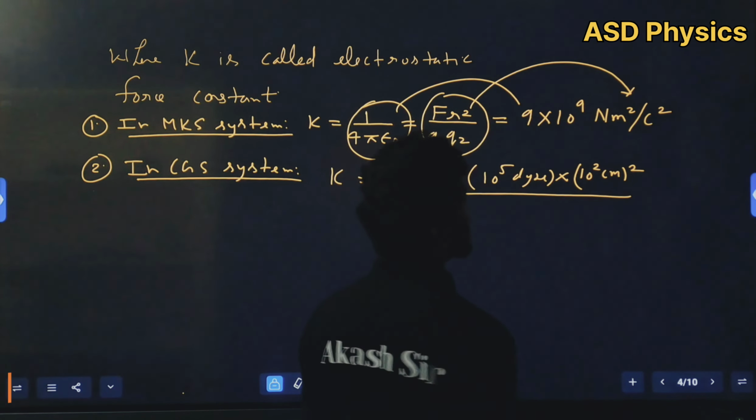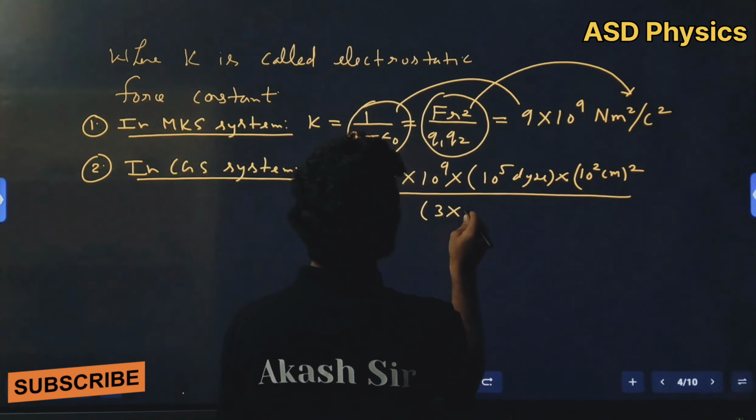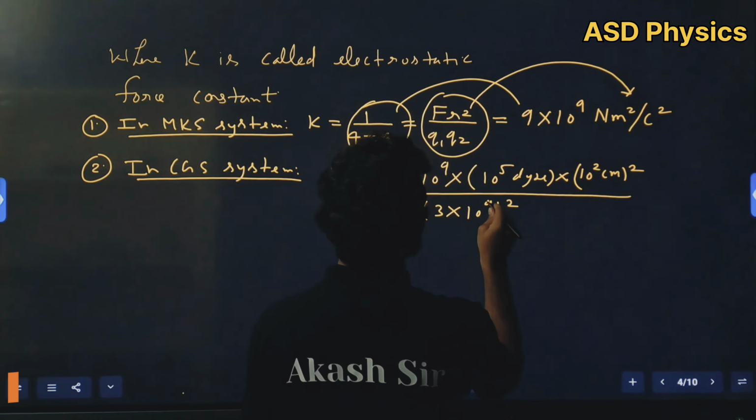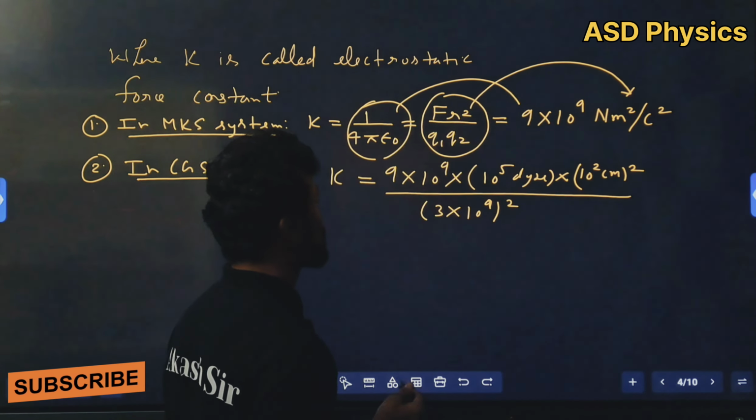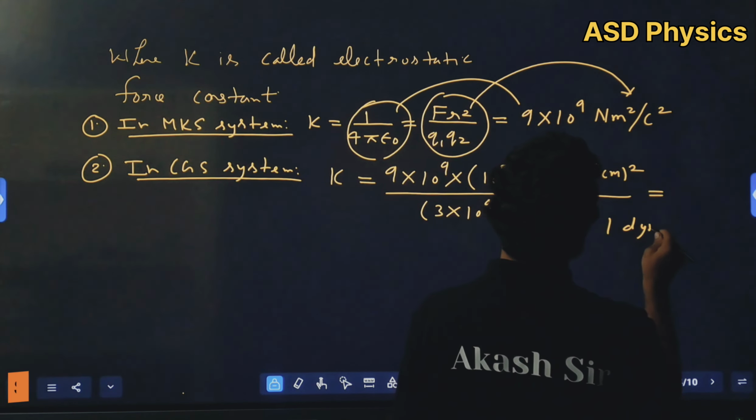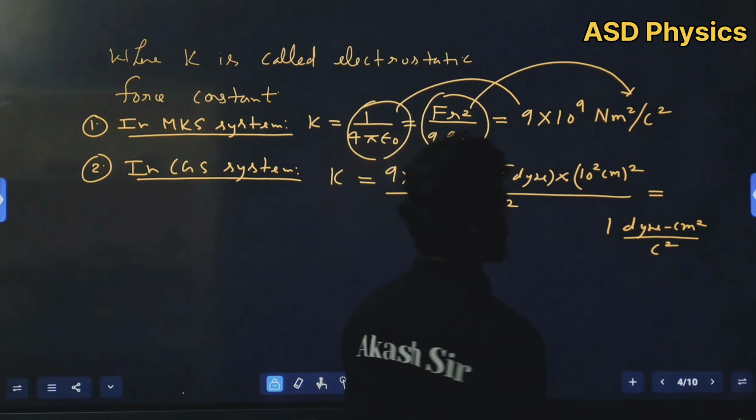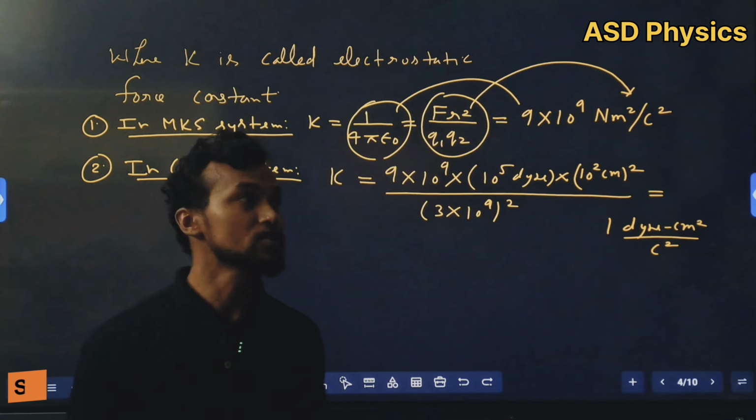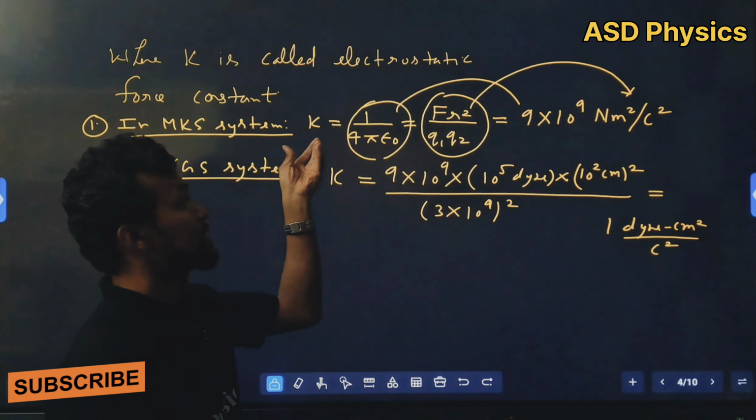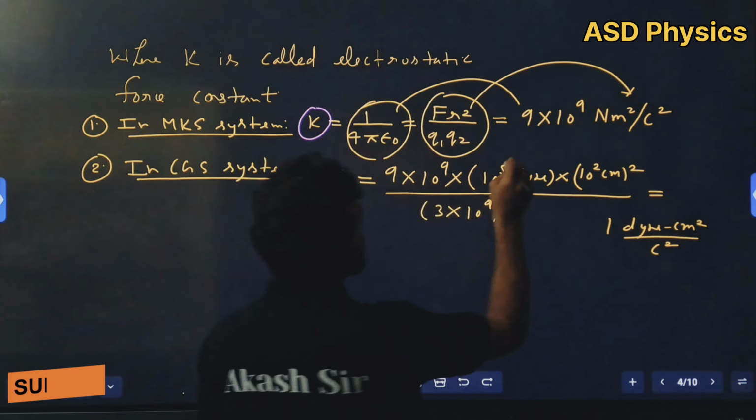And this charge coulomb in a CGS system, what do we write here? 3 into 10 to the power 9, whole square. Okay students, when you simplify, the value will come to 1 dyne centimeter square per coulomb square. That means, in the case of the MKS system, the proportionality constant value, see here please, how much?